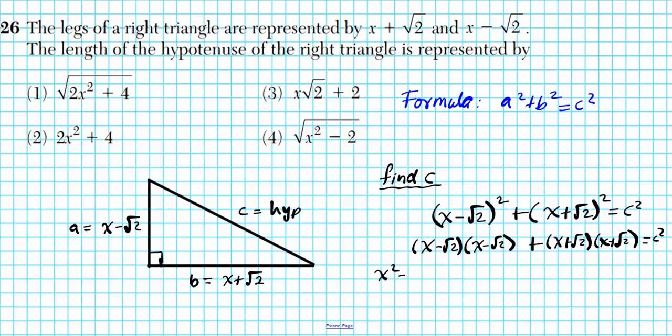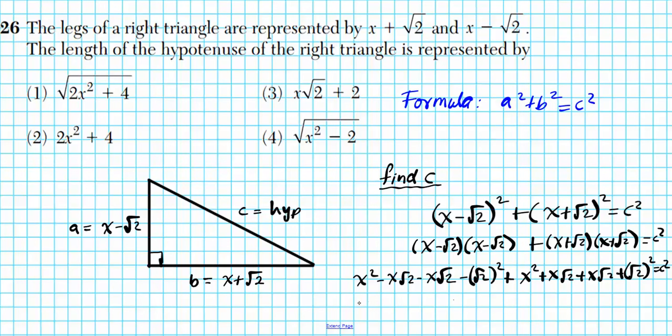We have x squared minus x root 2 minus x root 2 minus root 2 squared. Okay, and then the same goes for the other one. Just going to follow that out too. So plus first x squared, outer plus x root 2, inner plus x root 2, last plus root 2 squared, and that's equal to c squared. Kind of run out of space here.